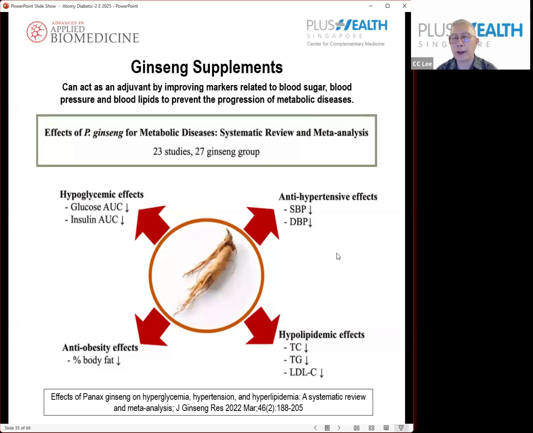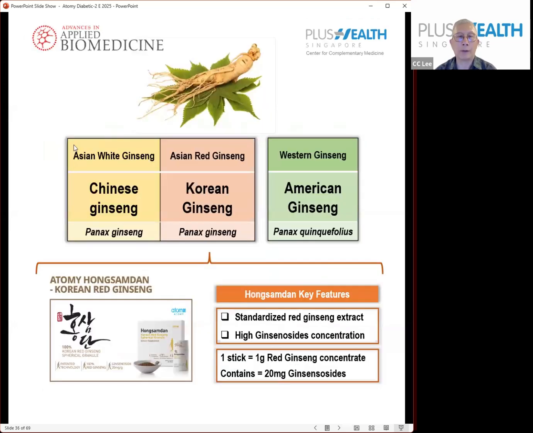So ginseng is a very effective, very useful herb because it covers a full spectrum of the metabolic syndrome, which includes the diabetic condition itself. Right. So the Atomy Homsandan is basically a Korean ginseng. You can see from here that I just made a simplified table.